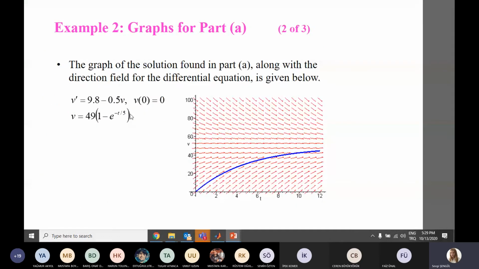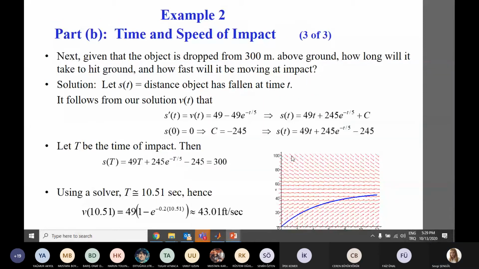And let's look at that. For that one, the solution is starting at 0. This is the velocity, right? The velocity is increasing, and after a long time, the velocity is going to be reaching 49. And in there, you can find different solutions.